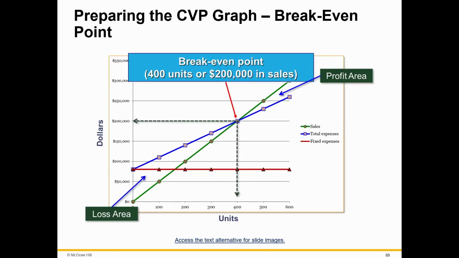Then what we can do then is we go to interpret the graph. The break-even point is going to be where the total revenue and the total expenses will intersect. And so in this example, we see that the break-even point would be 400 units, which is 200,000 in sales. And we see that that is where our sales and our total expenses, where those two lines on the graph intersect. And anything above that is our profit area. Anything below the break-even point is our loss area.